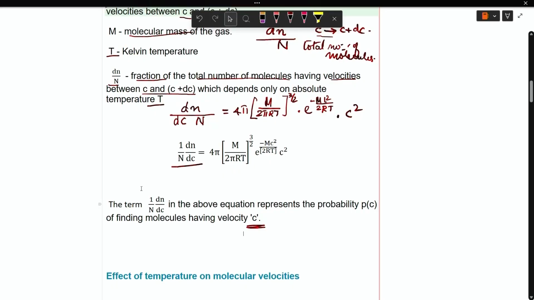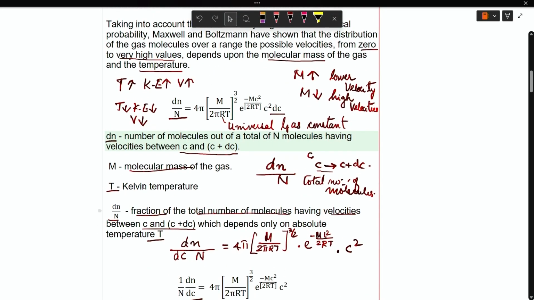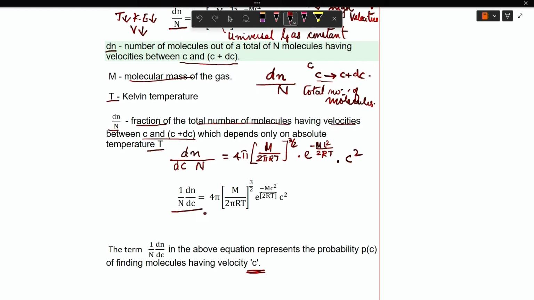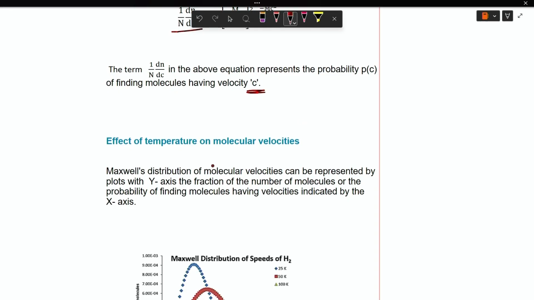Now, one more point to be remembered is, you can find out the effect of temperature by considering either the fraction of total number of molecules, that is dn/n, or you can take the probability, that is (1/n)(dn/dc). Now, let us see what is the effect of temperature on molecular velocities. Maxwell distribution of molecular velocities is represented by plots with the fraction of number of molecules, or the probability of finding the molecules, on the y axis and the velocities on the x axis.